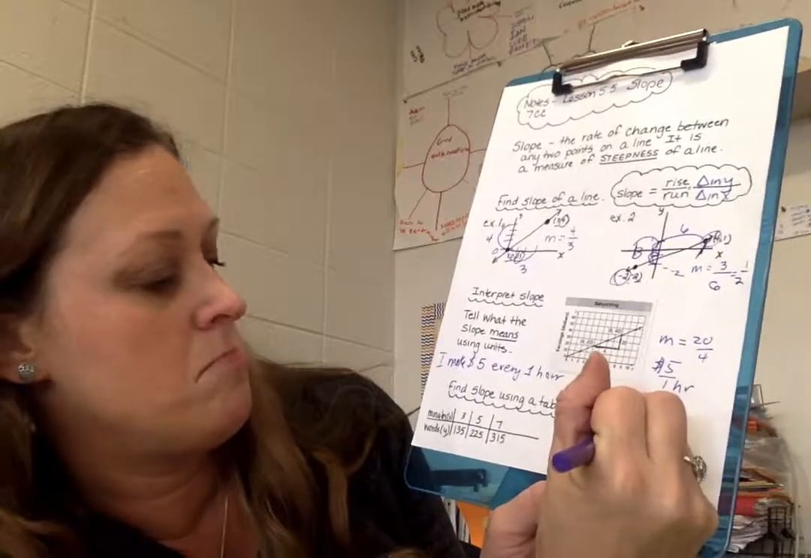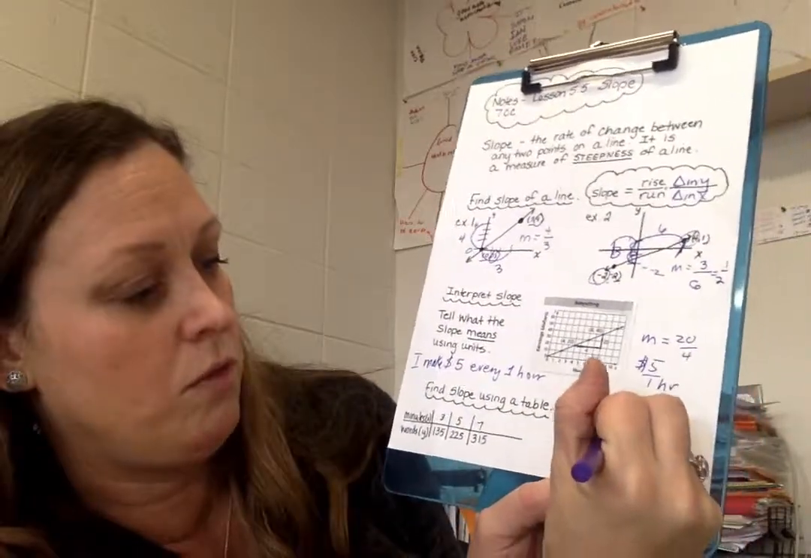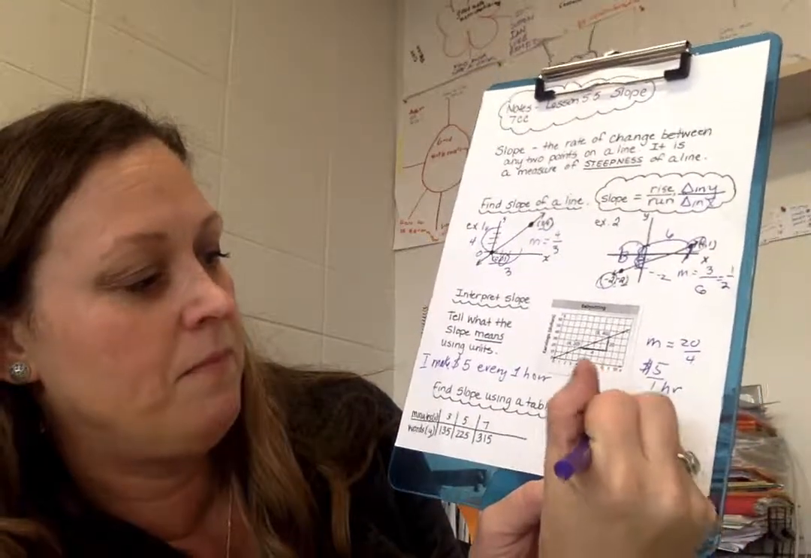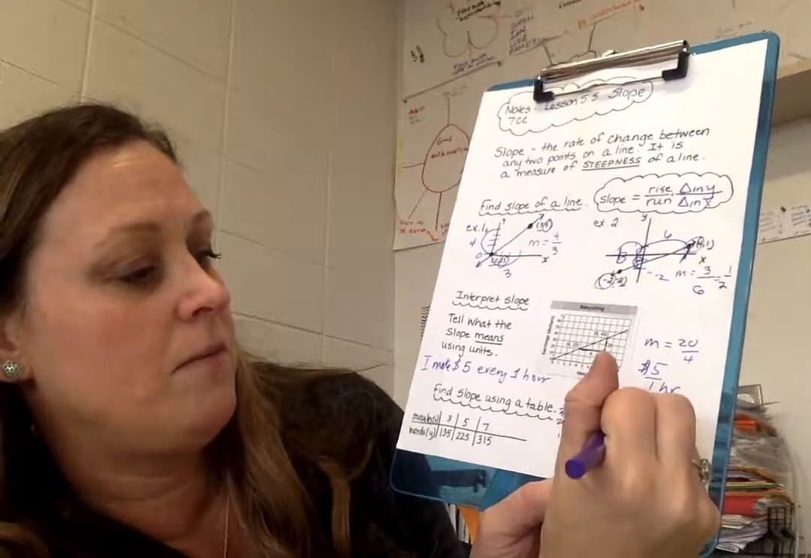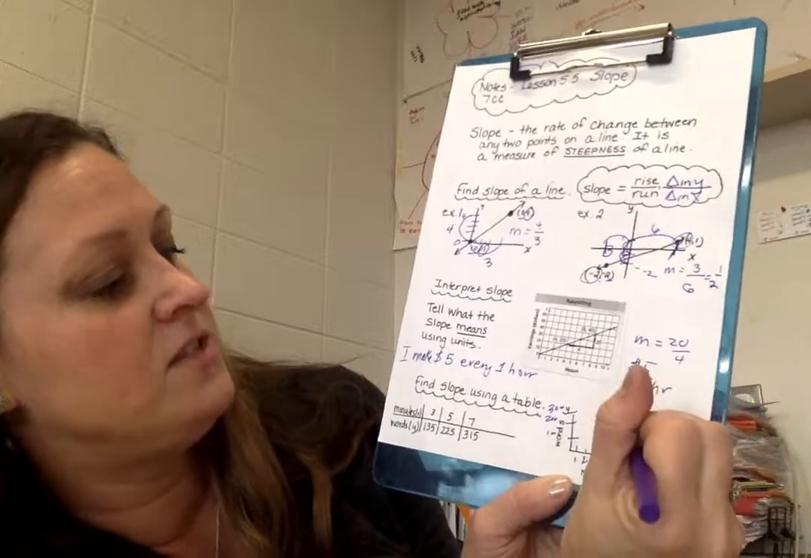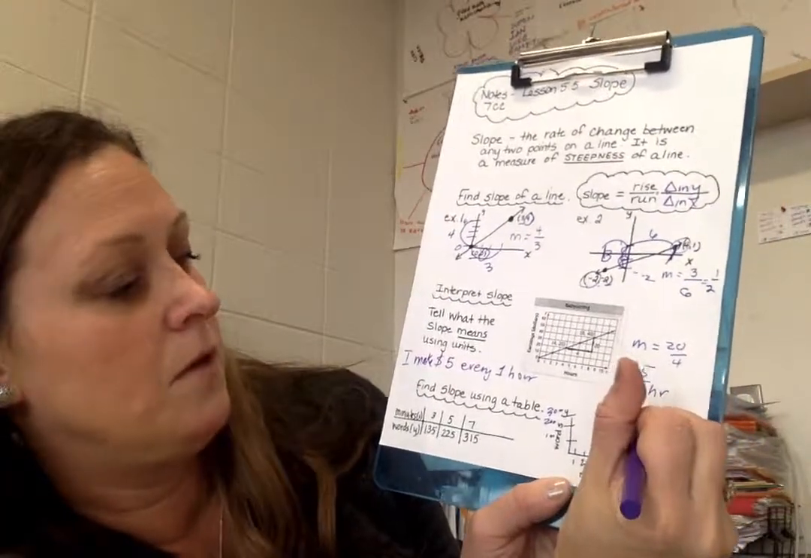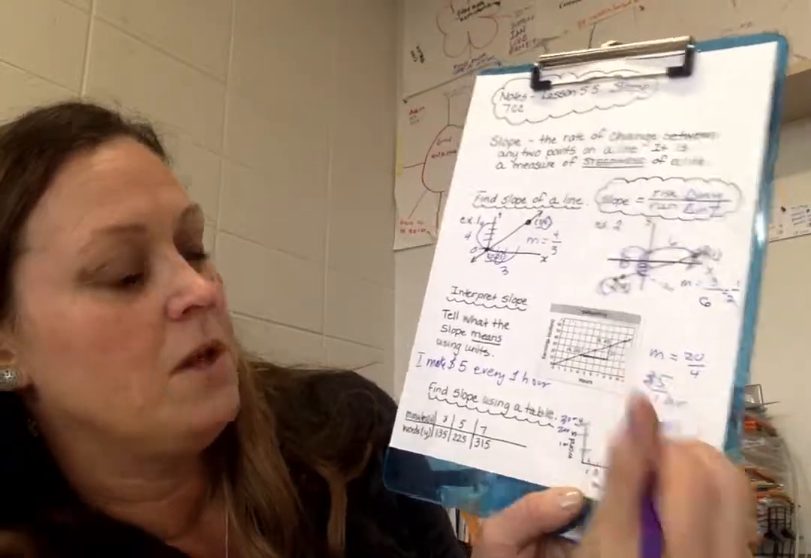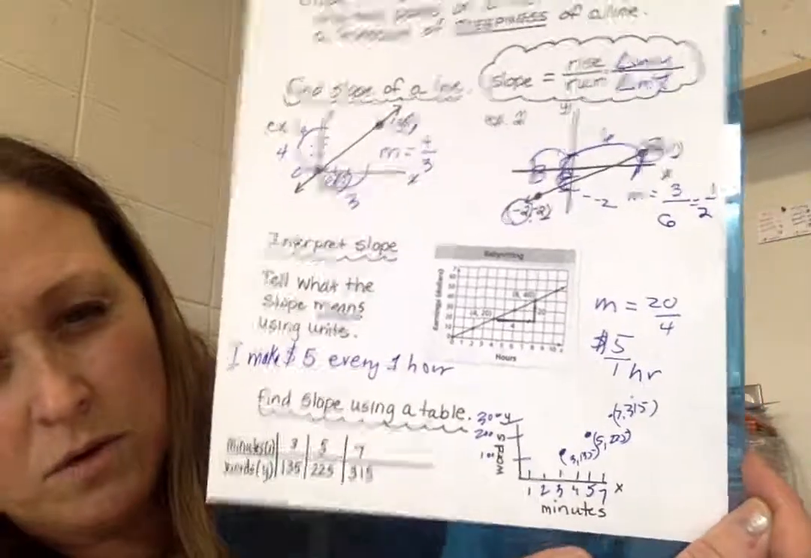I have 3, 120, or 3, 135. I have 5, 225, and I have 7, 315. So take a look at those how I graph those. There is a straight line, right?